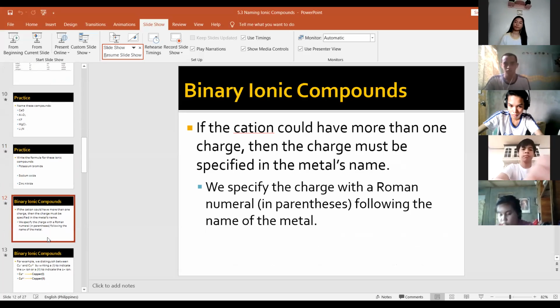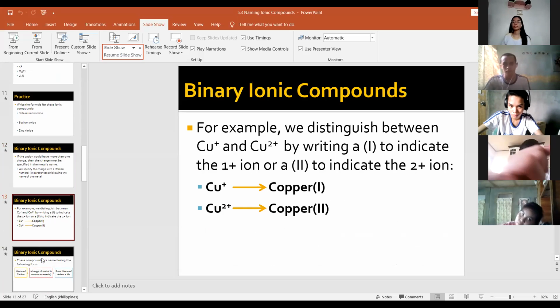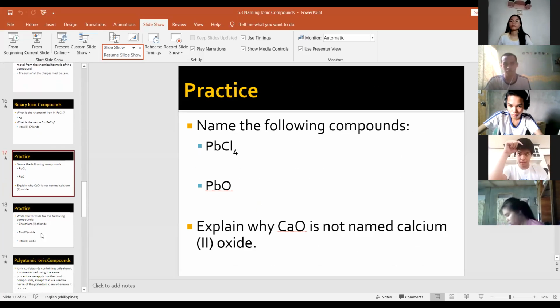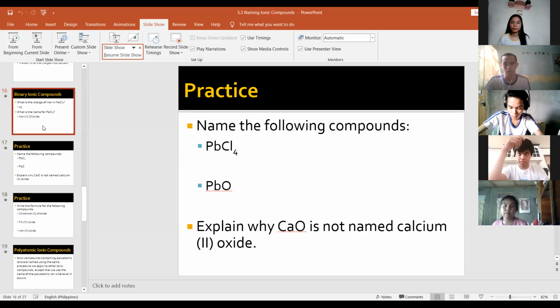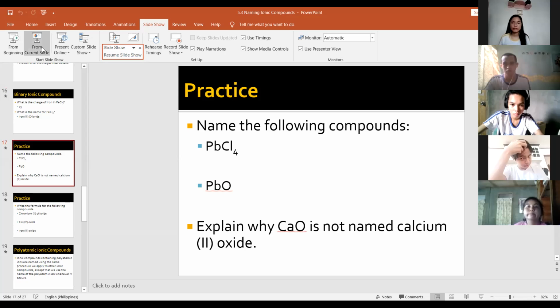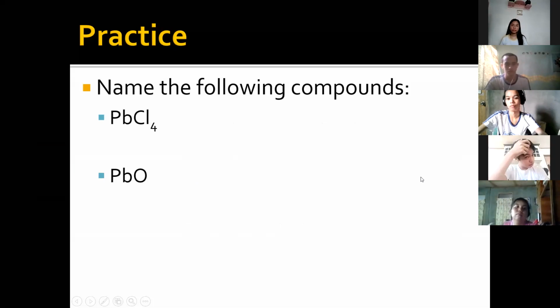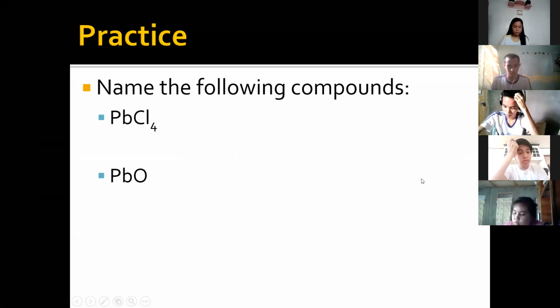Let's proceed with. Nico, do we only have cash at our current asset? No, you look at current assets. Is cash our only current asset? Let's name the following: PbCl4 and PbO. There's one more. PbCl4 and PbO.